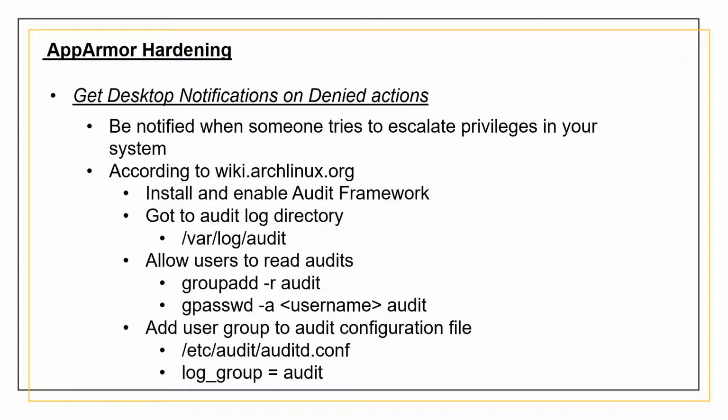So that will already be done automatically, but with notifications, you will be able to know immediately when someone is in your system, maybe trying to escalate privileges or gain access to files that they're not supposed to, and that may have sensitive information on them. And then you can try to put a stop to it right then and there. And below, we have the steps to enable that according to wiki.archlinux.org.